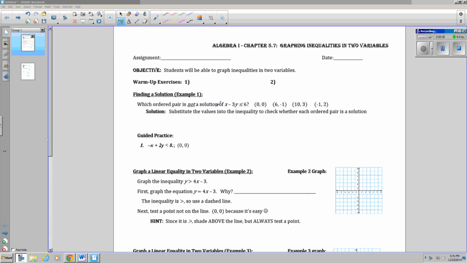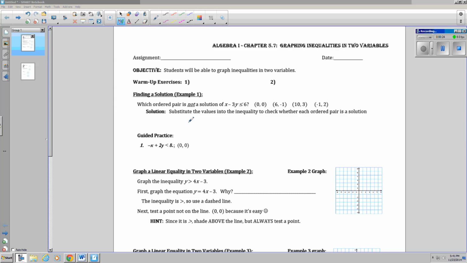We are not going to do any warm-up exercises. We are going to now be graphing inequalities in two variables. So we've been doing inequalities with one variable, and now we're going to do them just like equations with two variables, like functions. So let's just start with our first example, finding a solution.